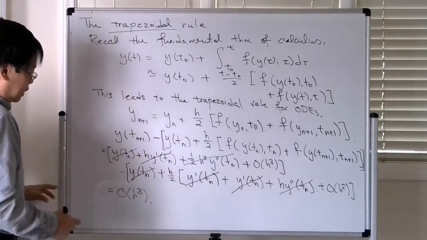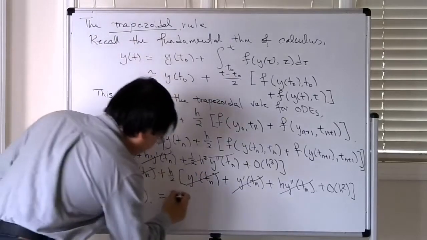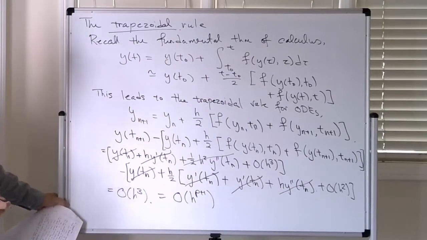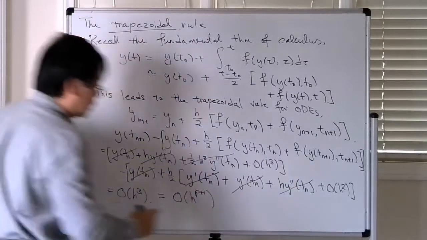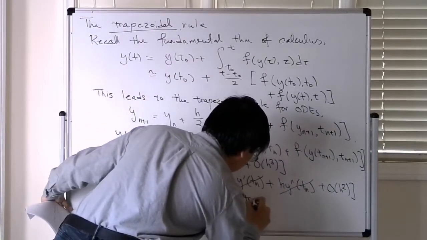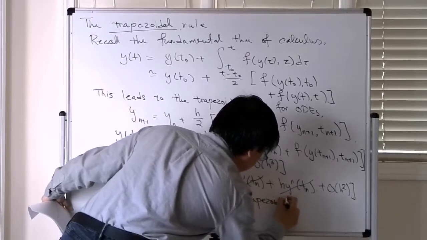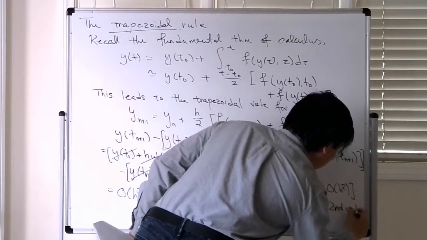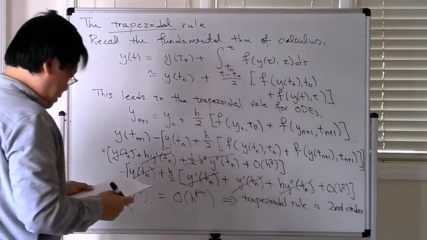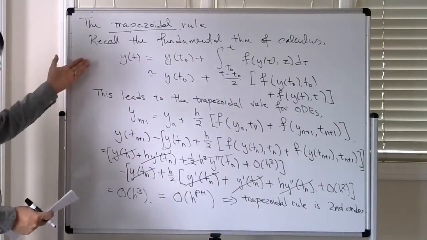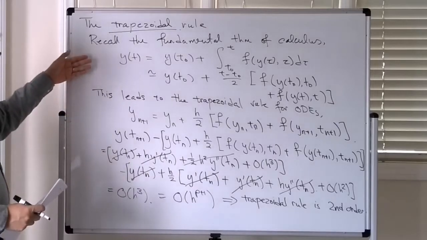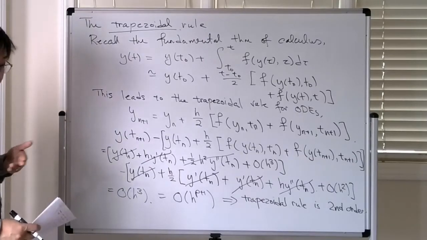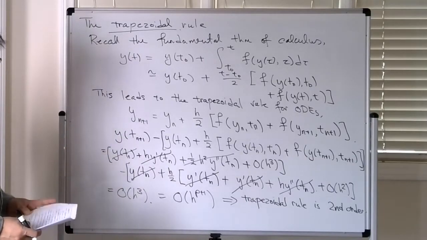All right, and so you always know that this has the form of big O of h to the p plus 1, where p is the order of the method. So this is telling you that the order of the method is 2. Okay, so this implies that the trapezoidal rule is second order. All right. So all you're really doing right now is a local error analysis. The next step is then to prove that you actually have global convergence. So that's the next thing which we'll discuss.